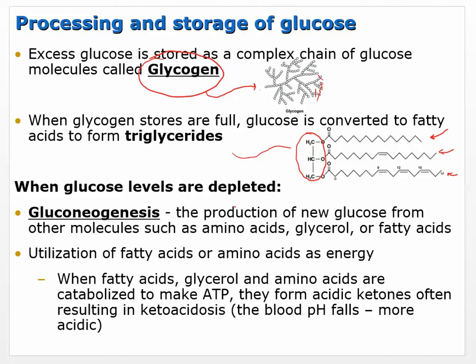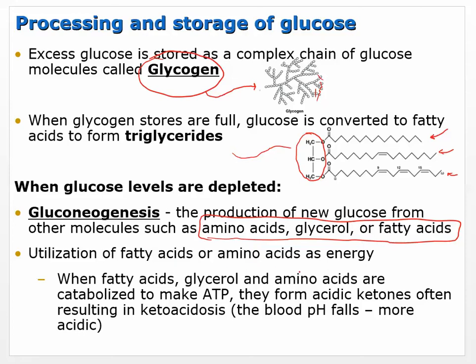So when glucose levels are depleted, we have gluconeogenesis, which I just mentioned, the production of new glucose from other molecules such as amino acids, glycerol, or fatty acids. Okay, so we can make brand new glucose. That's kind of cool, and that happens primarily in the liver.